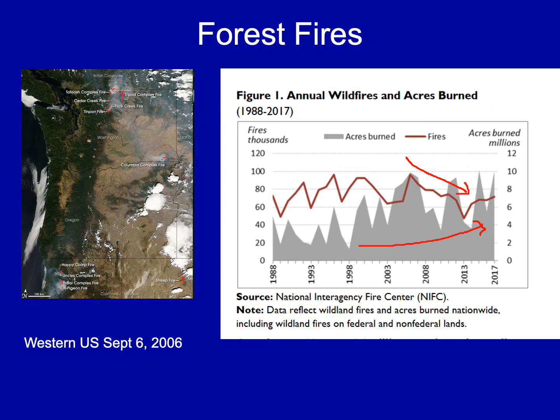Another big driver of forest change is forest fires. The graph on the right shows both the number of forest fires and the acreage burned in the U.S. over the last 3 decades. Although the number of fires per year went through a period of decline in the 2000s, the number of acres burned has increased during this period. This likely reflects both forest management practices and the influence of climate change.